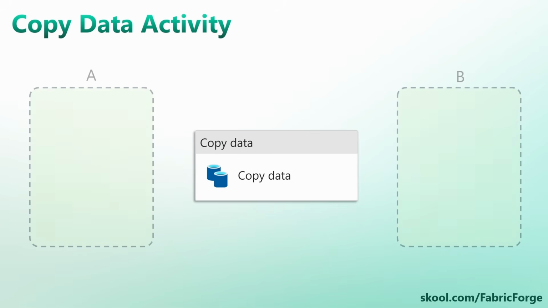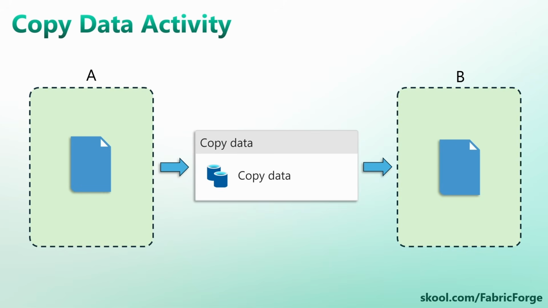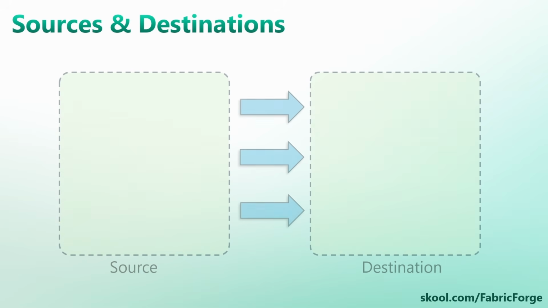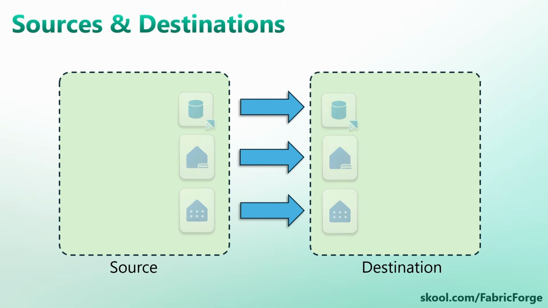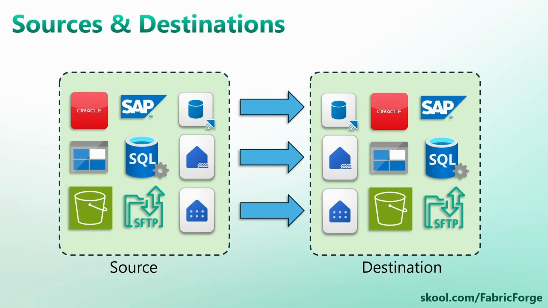Let's first talk about the purpose of the copy data activity, which is, as the name implies, to copy data from place A to B. In the context of the copy data activity, place A is called source and place B is called destination. Let's dive a bit deeper into these sources and destinations. With the copy data activity, data engineers can move data between two different data stores. These data stores could be Fabric data stores like data warehouse, lakehouse, or eventhouses. Or they could be external data stores or systems from which the data is copied or to which it is copied. This makes copy data an excellent data integration tool for many different scenarios.